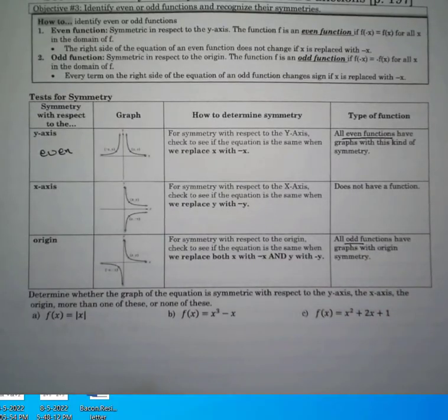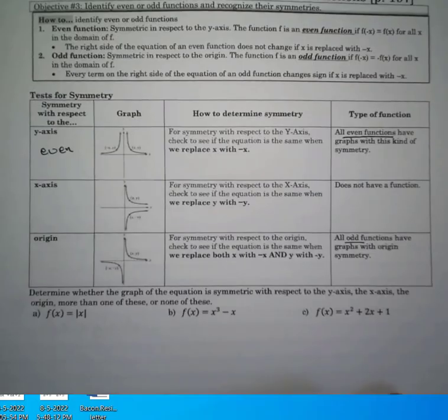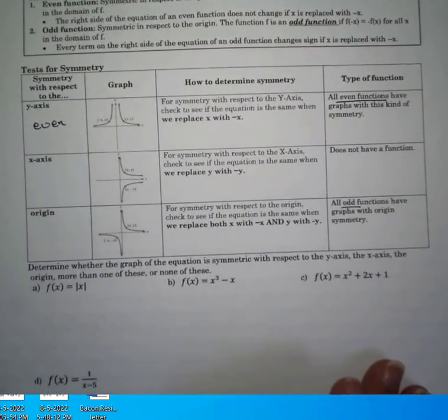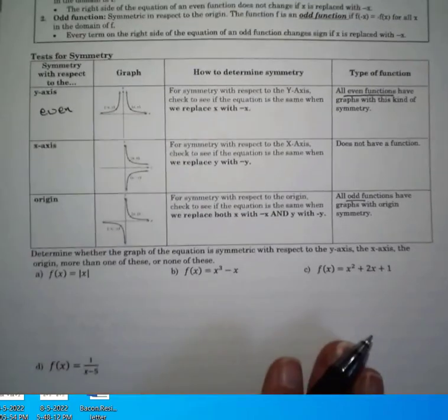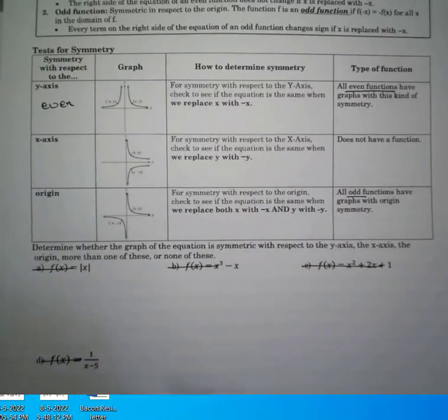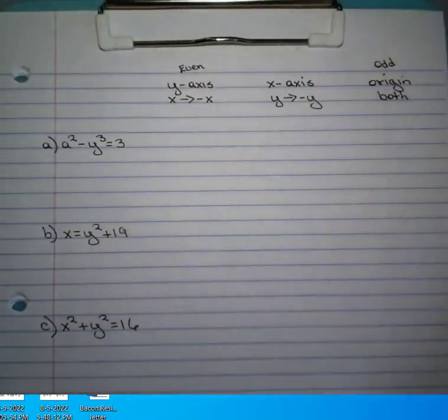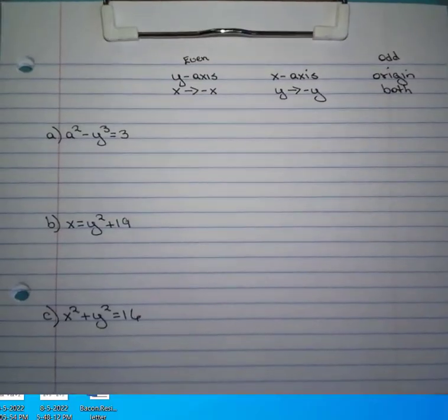Now, we can tell whether they have y-axis, x-axis, or origin symmetry by just doing a few simple steps. And I've replaced these problems at the bottom. I found some better examples that fit your My Open Math better. So we're going to use this page. You might want to stop your tape just a second and copy these down.